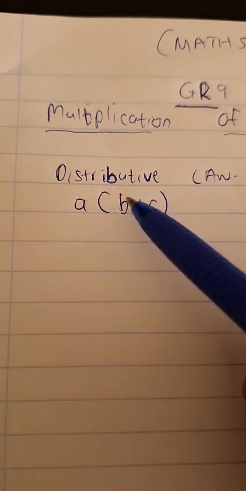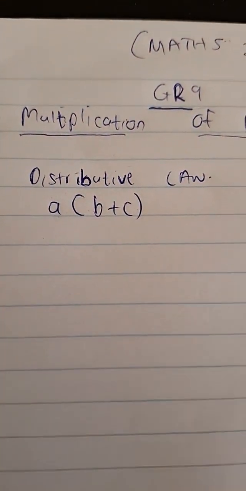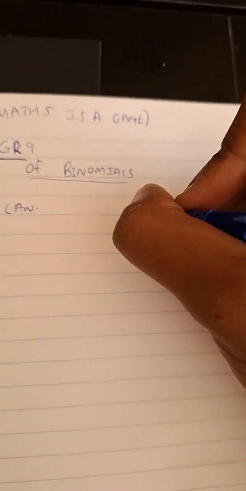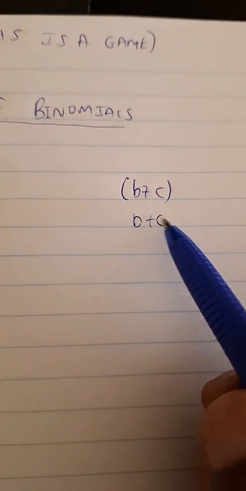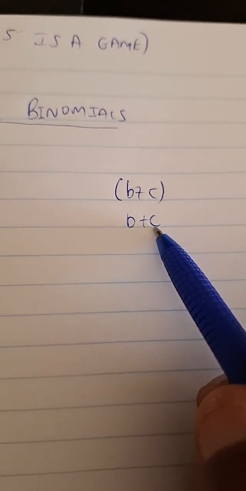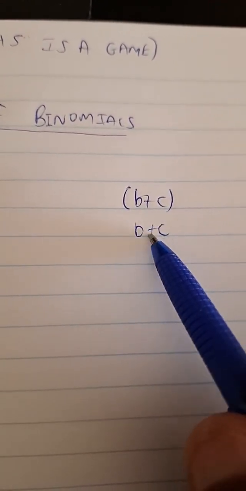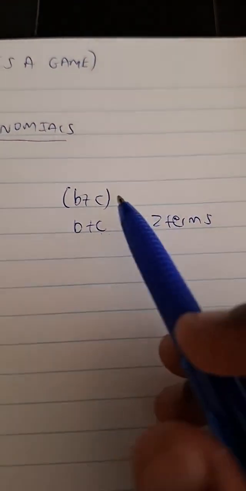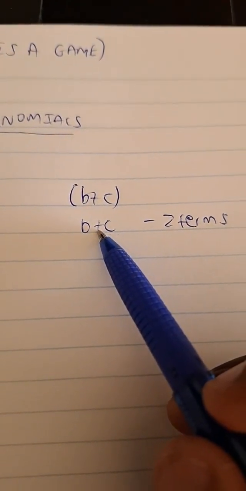Brackets in and of themselves make something become one term. Brackets just make something become one. For instance, if I asked you how many terms we have in the expression B plus C, you would say we have two terms. Why? Because you know that a plus and a minus sign separates terms. Beautifully said.